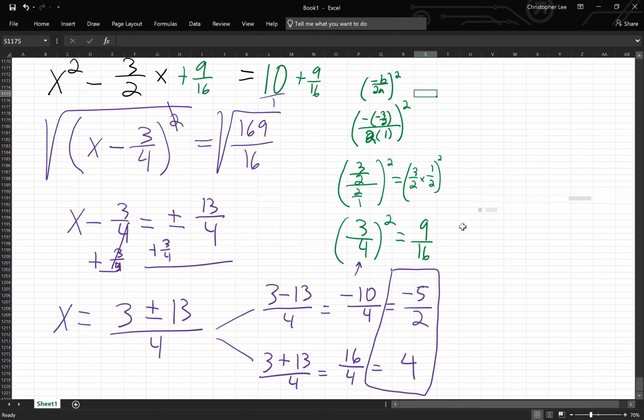Got you. So it's 10/1 plus 9/16, right? But in order for me to add those, they have to have the same denominator. So LCD there would be 16. So 1 times 16, 16, and then 10 times 16 is 160. So 160/16 plus 9/16 is 169/16. And that's how.